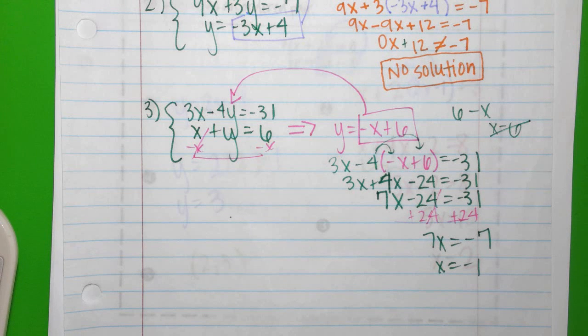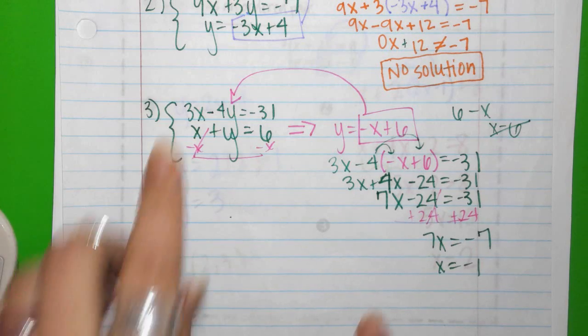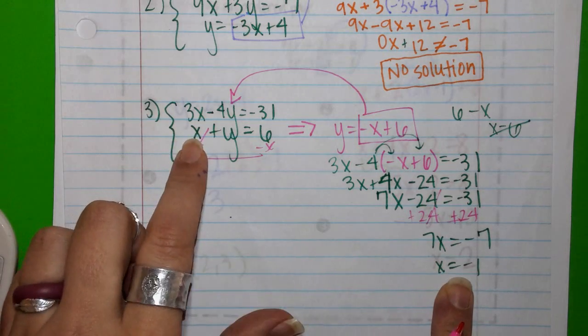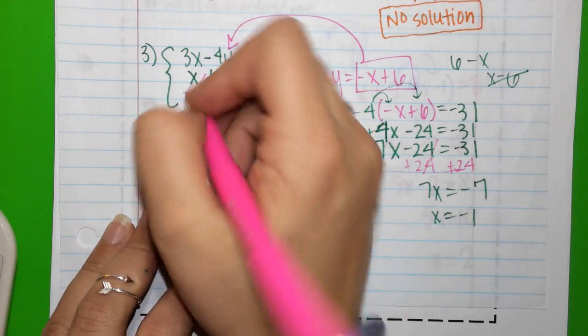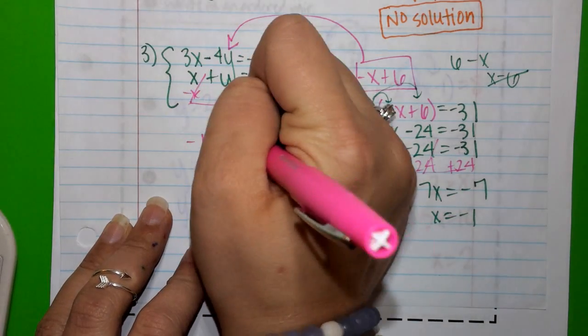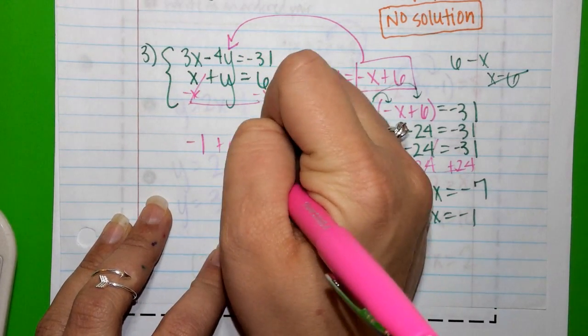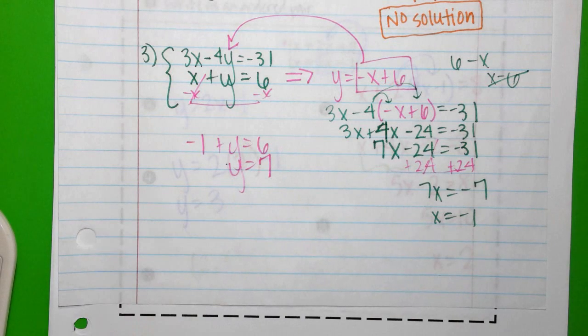Please tell me what to do once we get x equals negative 1. Plug it in. Where? Does it matter which one we plug it into? So let's plug it into our bottom one right here. So we're going to say negative 1 plus y equals 6, so y equals 7. How do we write our answer?